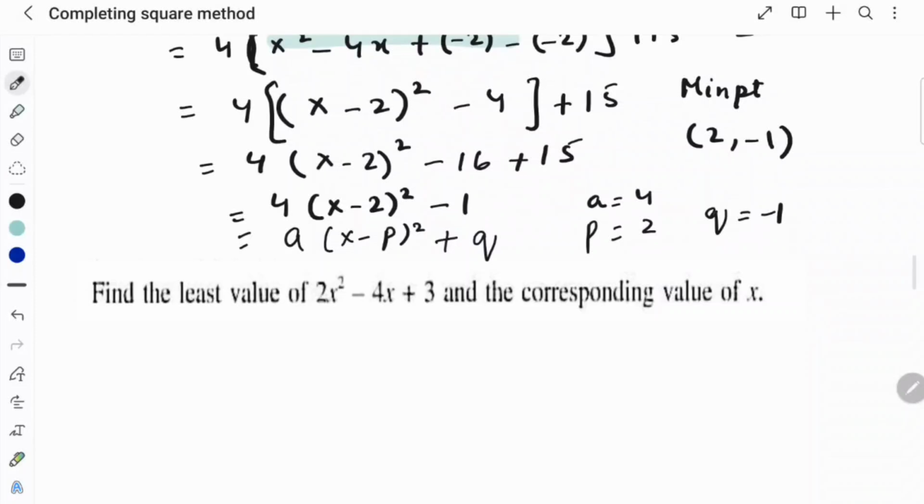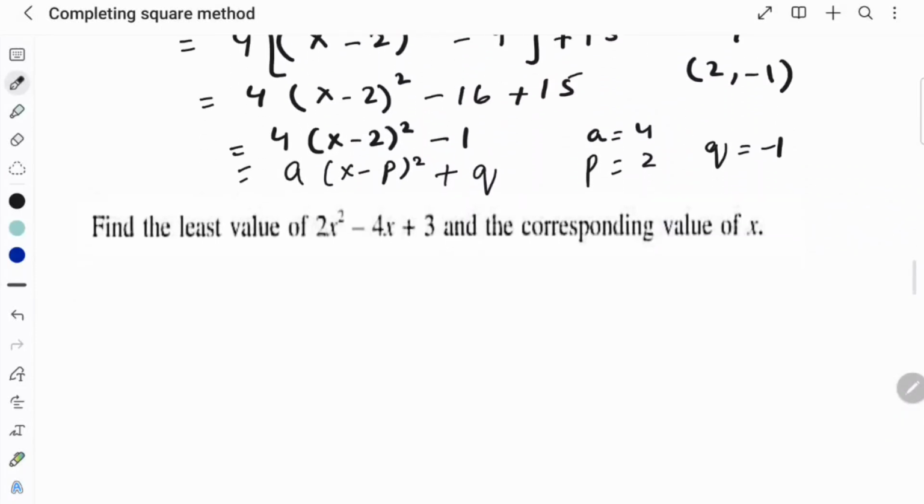Now the next question: find the least value. Least value means they didn't ask you to do the completing square method, but to find the least value, which is the turning point, we need to use the completing square method. Remember, 0580 IGCSE students can also do this question by differentiation. Now 2x² − 4x + 3. The part of the question will give you the hint about which method to use, like writing it in this form, and then you will understand that we have to use the completing square method.